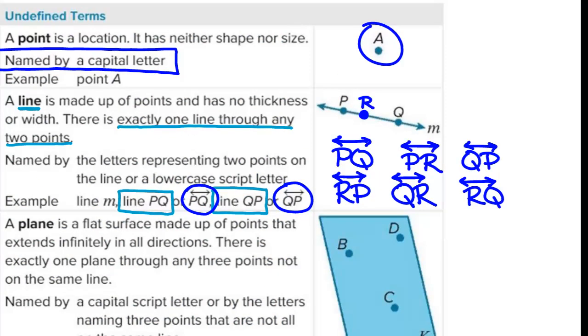But notice, in all 6 of those names, we only have 2 points listed. A line never, ever, ever has 3 letters. A line will only ever have, at most, 2 letters. All 6 of these names are considered to be the same name for this line. If I call it this one, but you call it this one, that's okay, we're both right.